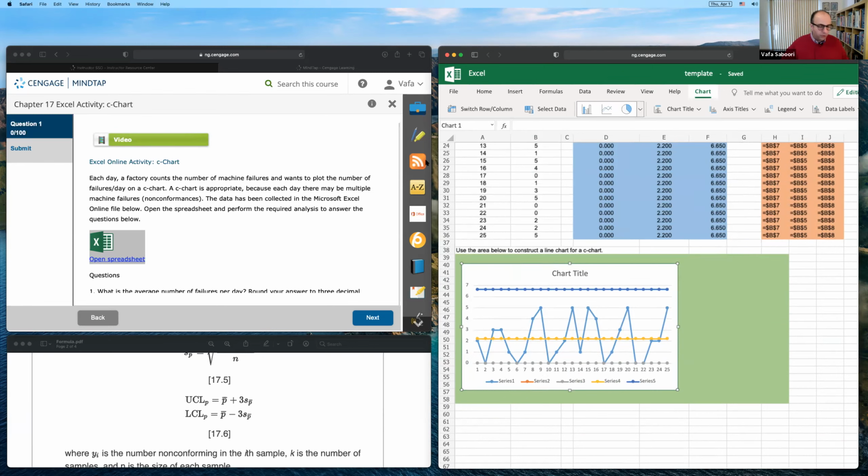Okay, so we covered all the charts that we had in this chapter. We covered X bar chart, R chart, P chart, and C chart. Okay. And we did it manually. We did it using the Excel template, and we also built it in Excel. Okay. Any questions on any of these?